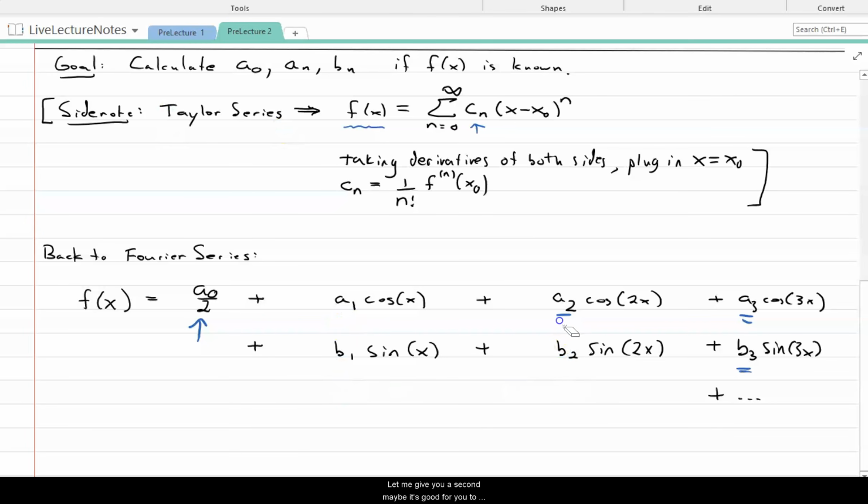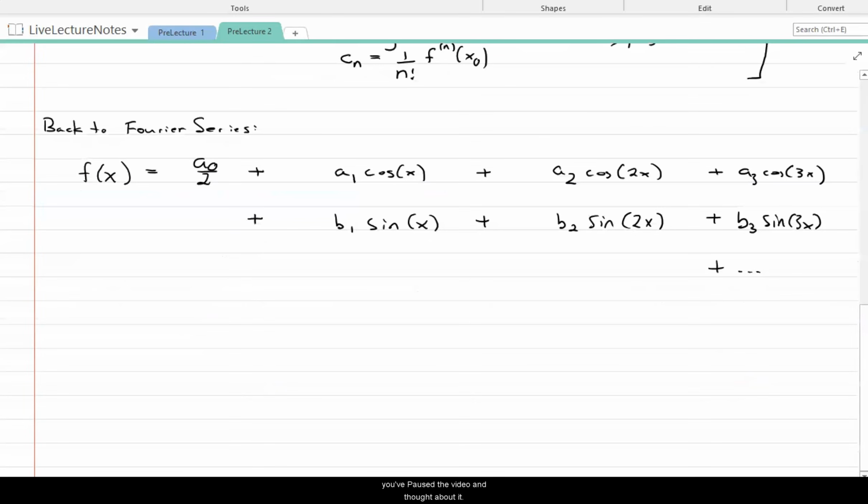All right, let me give you a second. Maybe it's good for you to pause the video and see if you can come up with some operation to do on both sides. So maybe you've paused the video and thought about it. In the Taylor series, we took derivatives. But in this case, we need to do something different. We need to do actually an integral. So let's do the following thing. Let's integrate both sides.